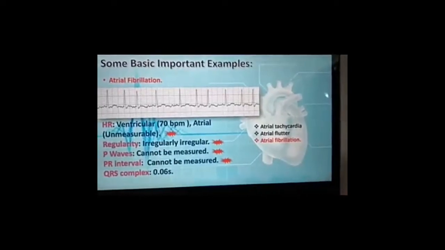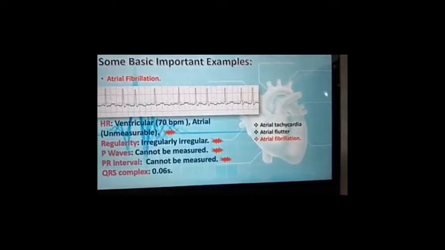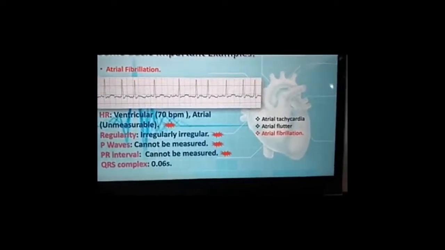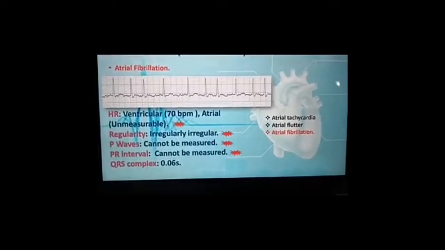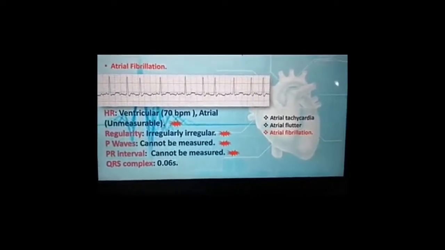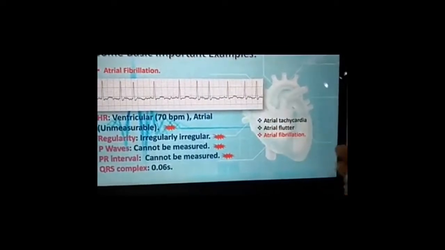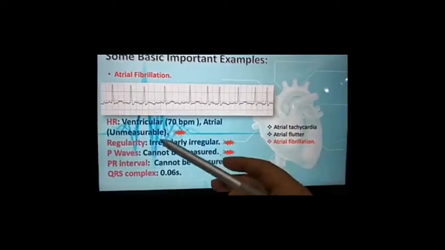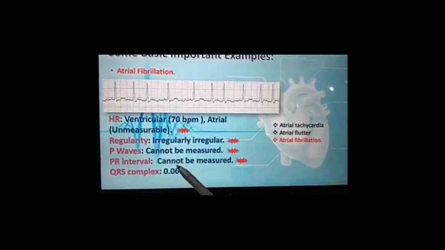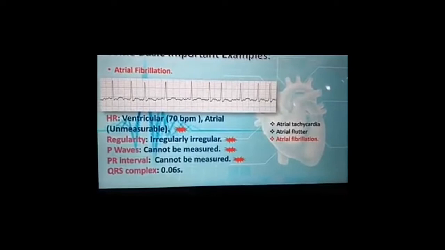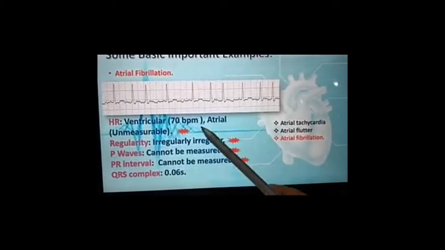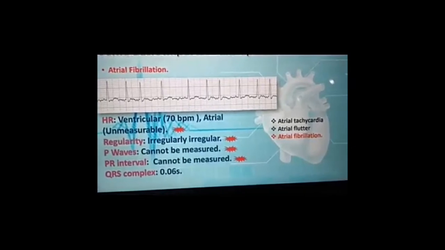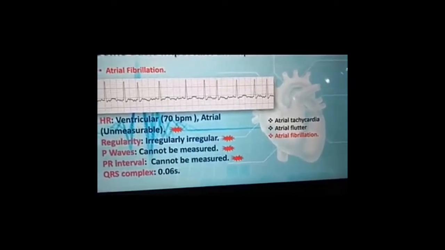The last example in the atrial group is atrial fibrillation. Again, it is atrial, which means I have a problem in the P wave. The P wave obviously cannot be measured. If the P wave cannot be measured, the PR interval also cannot be measured. The heart rate, the problem with the atrial heart rate, is unmeasurable, it cannot be measured.